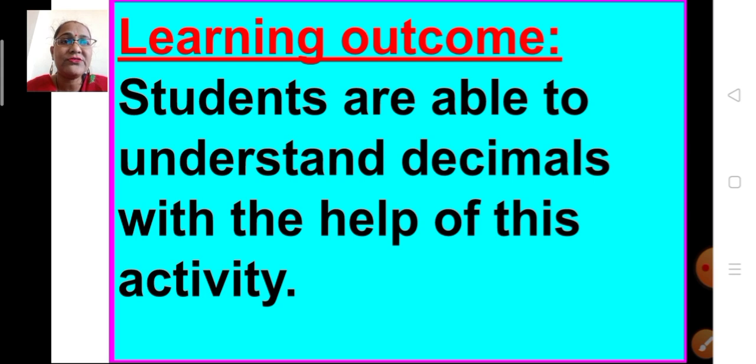Students are able to understand decimals with the help of this activity. Children, here we have performed activity number 4. Then write this activity in your Maths Lab notebook and stick the picture of the 10 by 10 grid on which you have performed the activity.